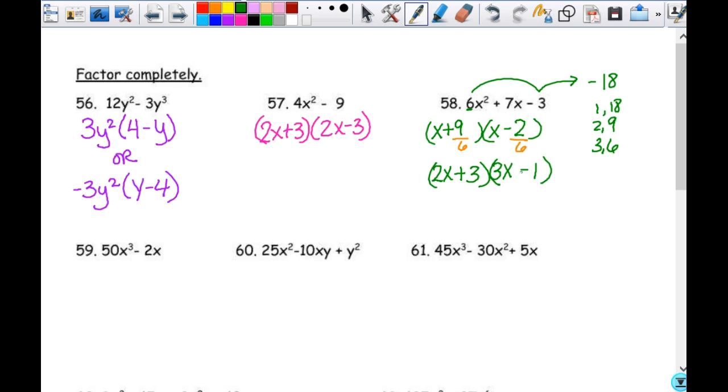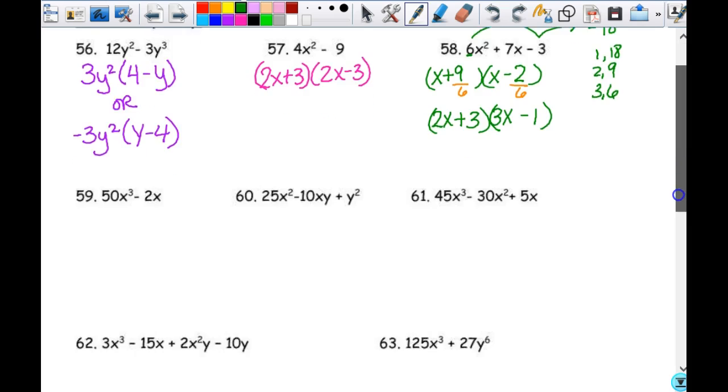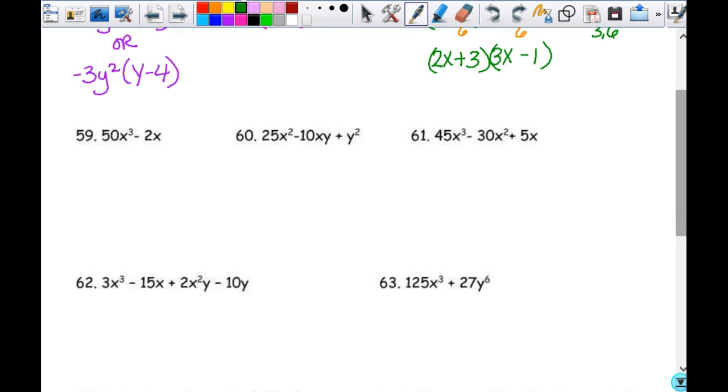All right. Number 59. The first thing you always want to check for is your GCF. My GCF here is 2x, so I'm going to factor out a 2x. That's going to leave me with 25x squared minus 1. That is your difference of 2 squares, so 2x times 5x plus 1 times 5x minus 1.